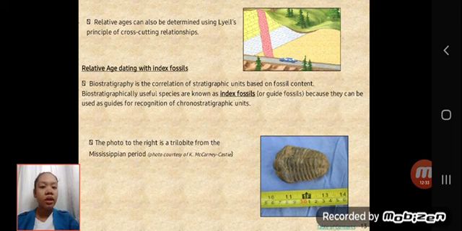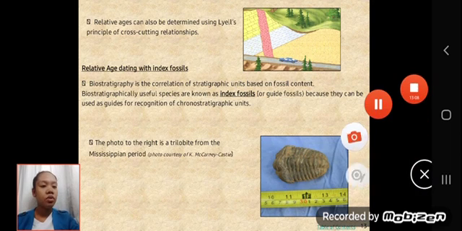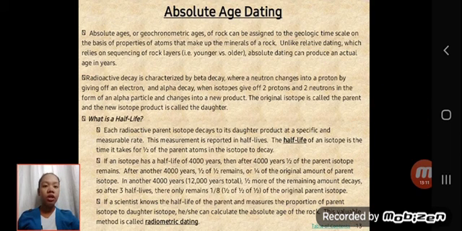The photo to the right is a trilobite from the Mesozoic period. Trilobites are commonly used index fossils because they are easy to recognize. We know exactly when certain species became extinct, so we can compare rock layers that contain trilobites with a second rock layer and, based on position, determine if the second rock layer is younger. Fossils found in many rock layers have lived for long periods of time and cannot be used as index fossils. Next, we have absolute age dating.